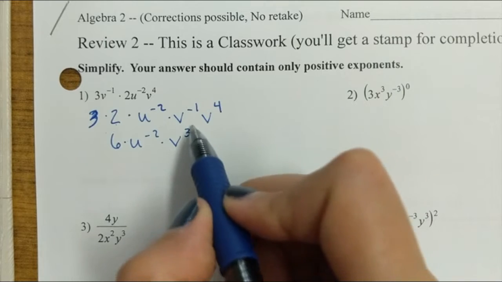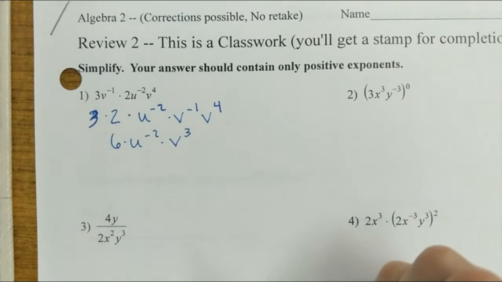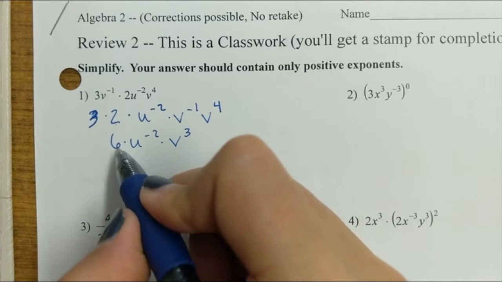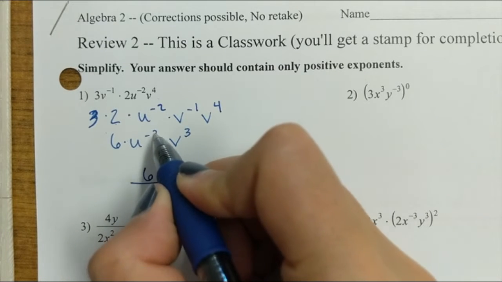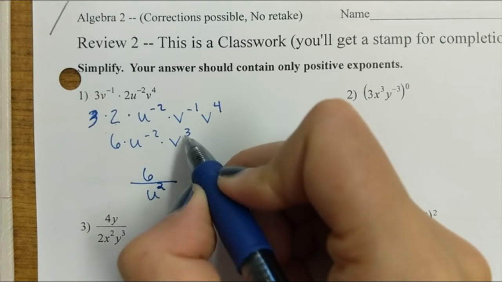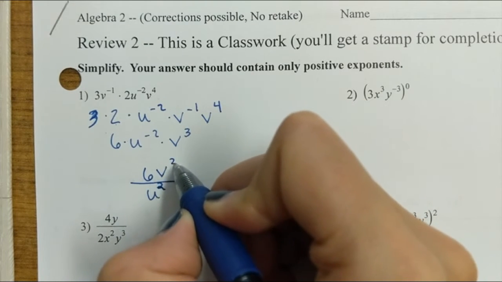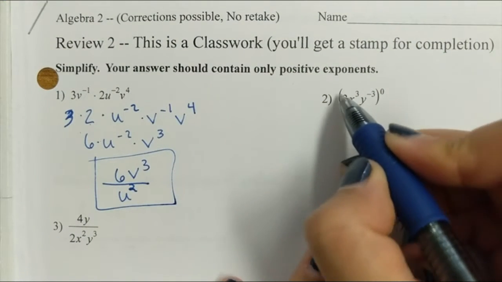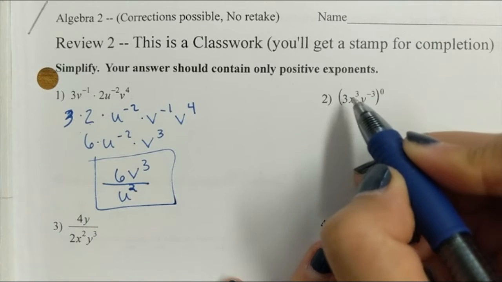Now, either this is my answer, or if I have a negative exponent, I need to put things into a fraction. And I do, so I'll put it into a fraction. The 6 stays. The u to the -2 moves and becomes u to the +2. And then the v to the 3 stays. Here's my answer.